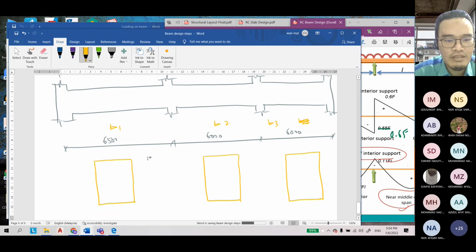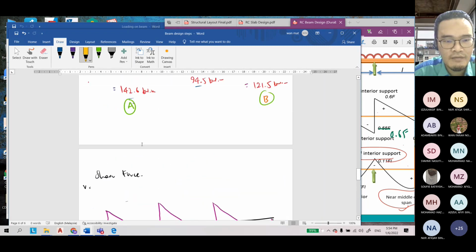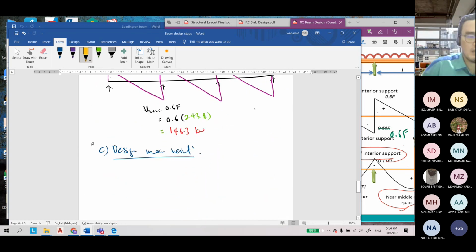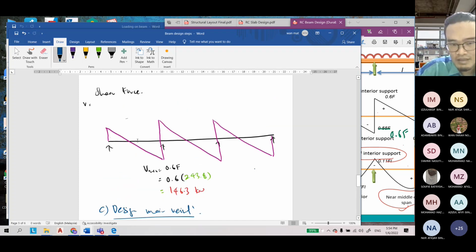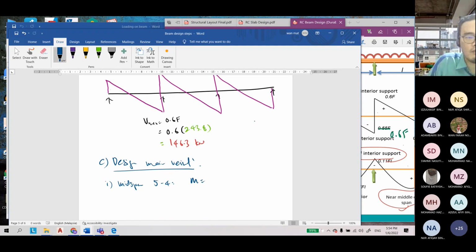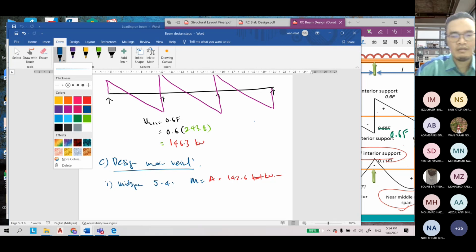Okay, so what to do is you design first based on the A. Okay, let's say the design of reinforcement. It spans 5, 4. Let's say like that. Okay, so based on the bending moment, what is the bending moment at A? Okay, 142. A is equal to 142.6 kilonewton meter.